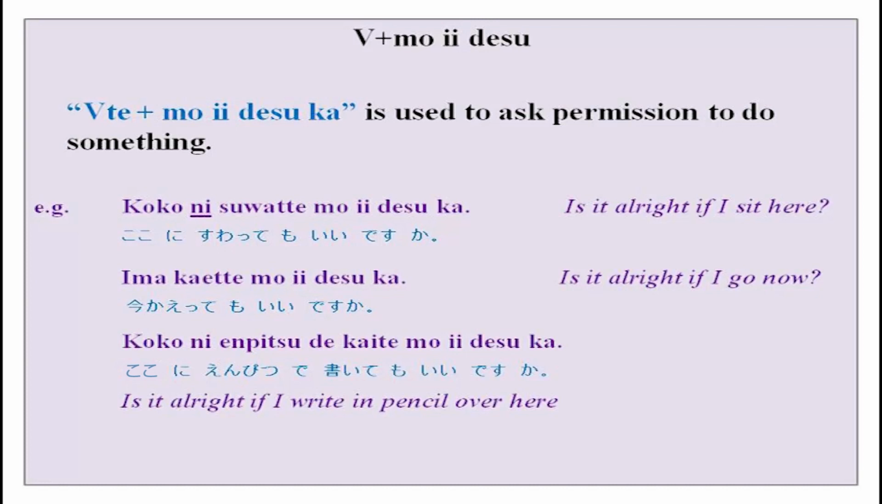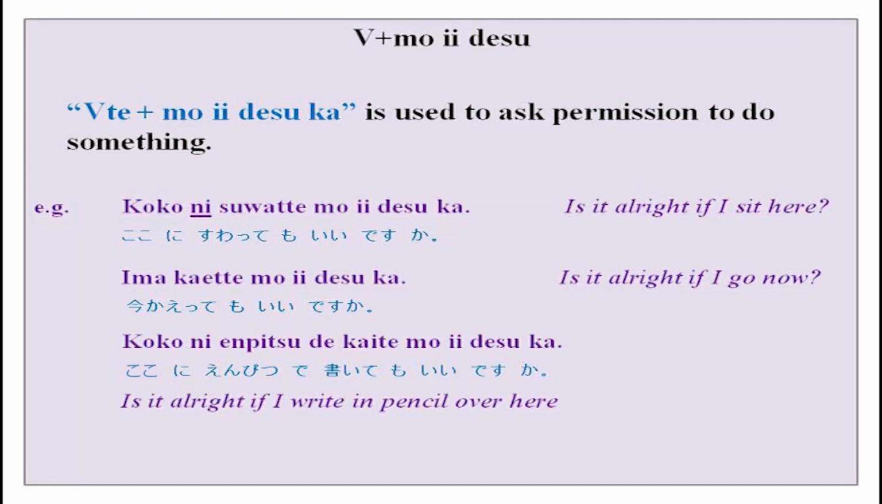So, you can see from the example, ここに座ってもいいですか? Is it all right if I sit over here? 今帰ってもいいですか? or 先に帰ってもいいですか? 先に means earlier than, before you. 帰ってもいいですか? Is it all right if I go now or before you?